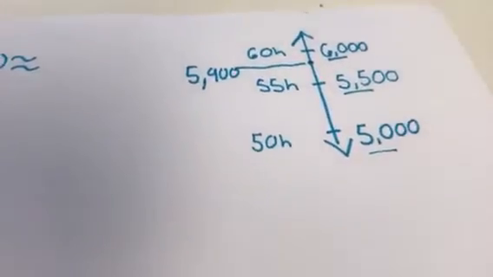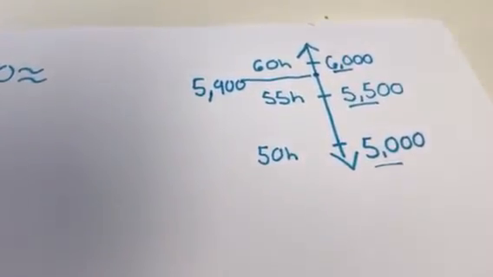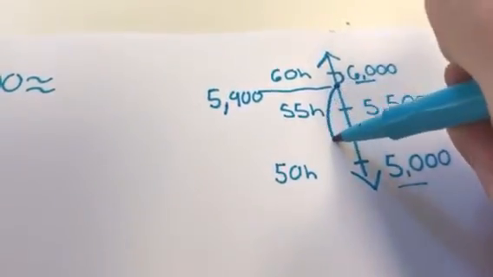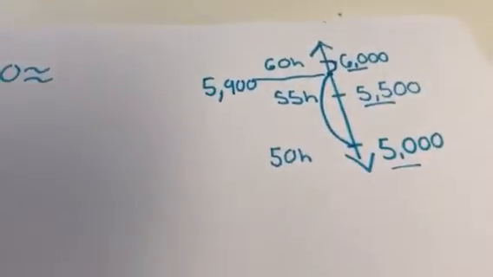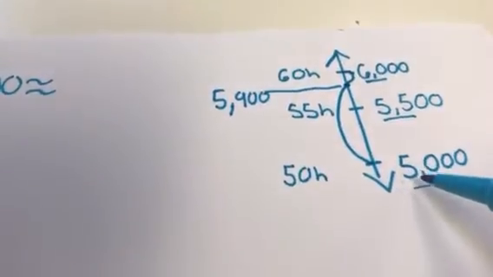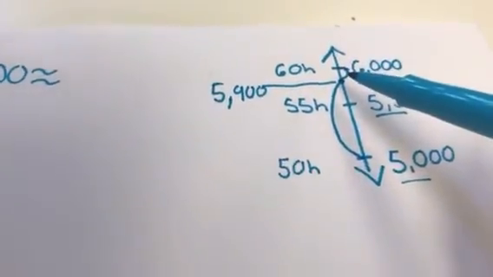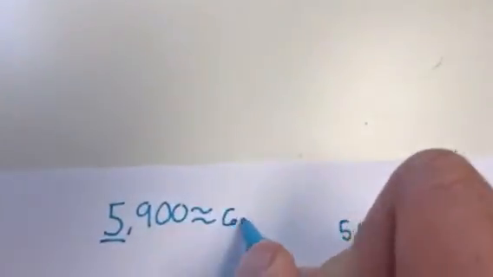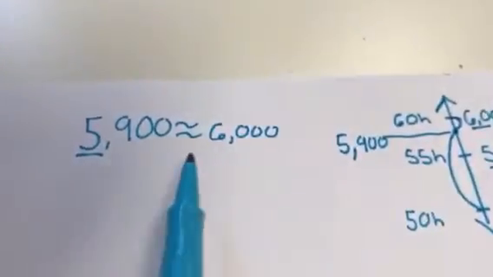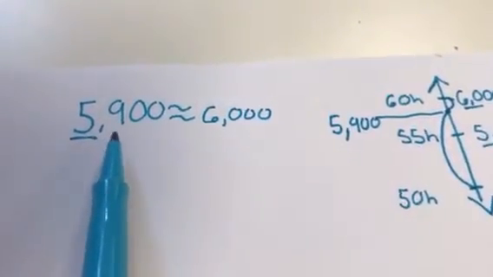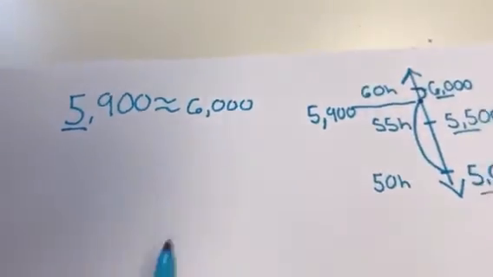Okay, now I'm going to see which one is 5,900 closer to, 6,000 or 5,000. So I like to model that on our number line with a jump. I see that the jump from 5,900 all the way down to 5,000 is pretty large, but the jump from 5,900 to 6,000 is pretty close. So I'm going to say 5,900 is closer to, or is about, 6,000. And this symbol right here, this wavy equal sign, really says is about. So this says 5,900 is about 6,000.